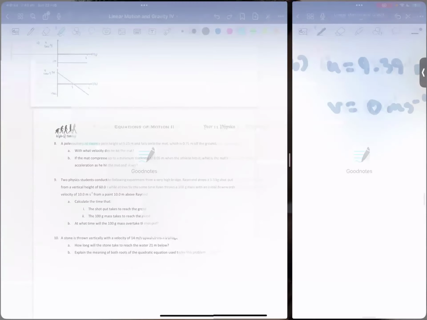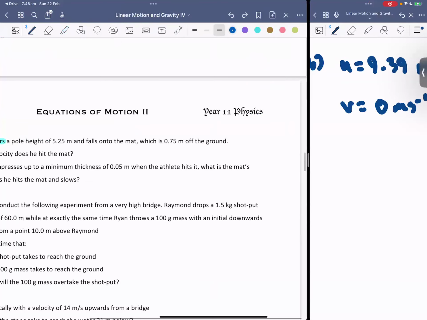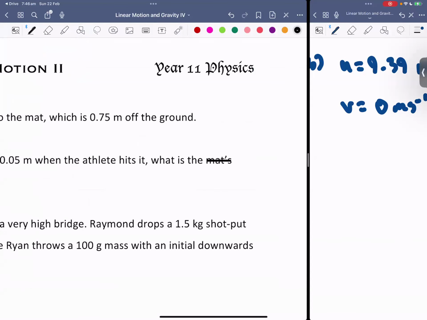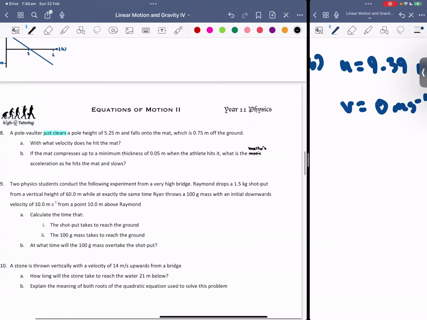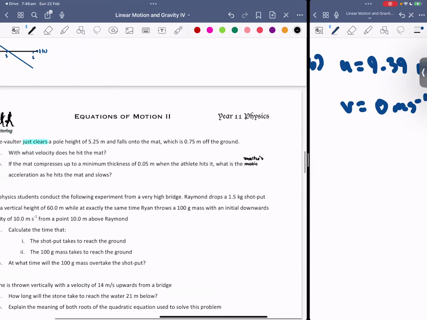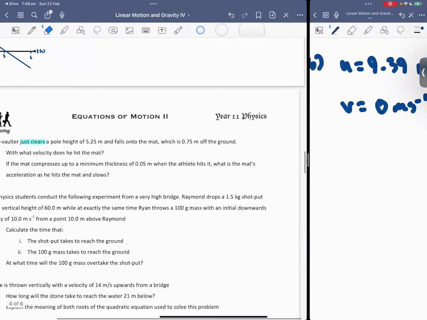Alrighty. And guys, I've made a bit of a mistake. This is not the mat's acceleration. This is the athlete's, the vaulter's acceleration. It should really say, what is the vaulter's acceleration? Think about it. I guess the mat is kind of accelerating, but this is really the vaulter's acceleration. What is his acceleration as he hits the mat and slows down? That's what it really is.